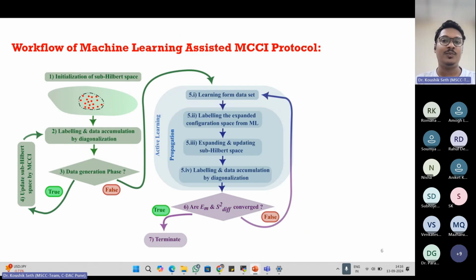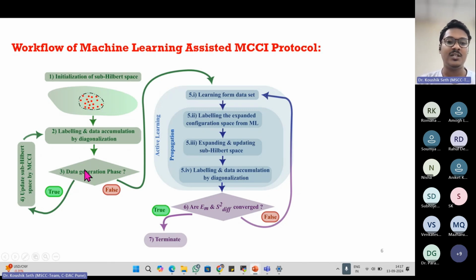Now look at the workflow of this code, the machine learning assisted MCCI protocol. Here we use machine learning to assist the MCCI calculation. At first we initialize a subspace, denoted by this part of the graph. This red dot is a subspace, meaning 101010 configurations, the orientation of the spin at each site. Then we label the data; labeling and data accumulation are done by diagonalization. Diagonalization is important to get the energy. Initially, for a machine learning calculation, you need a repository of data. Without data, machine learning cannot do any calculation.